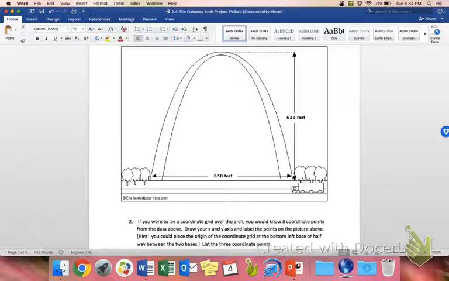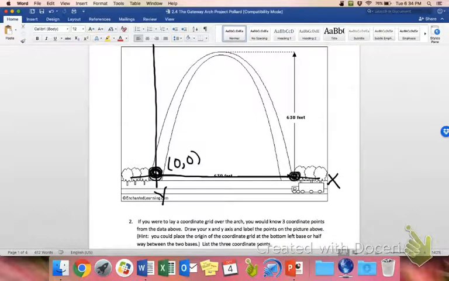of our arch. So first of all, we're going to need to put down an x and a y axis. We could put x and y axis through the middle, or we could put it on this side. I'm going to choose to put mine on this side. So here's my y-axis, here's my x-axis. Okay, so the 3 points that we can see on our arch, this one right here is the point 0, 0. It's at the origin.